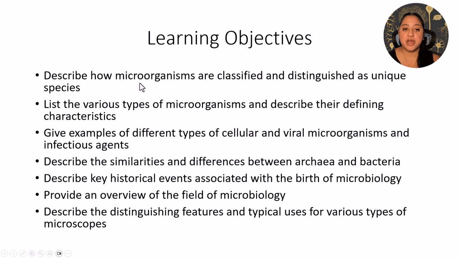Try to describe how microorganisms are classified and distinguished as unique species. List the various types of microorganisms and describe their defining characteristics. Give examples of different types of cellular and viral microorganisms and infectious agents. Describe the similarities and differences between archaea and bacteria. Describe key historical events associated with the birth of microbiology. Provide an overview of the field of microbiology, and describe the distinguishing features and typical uses for different types of microscopes. So these are all the things we're going to cover. At the end, you can come back and review, and think, okay, now I feel like I can do this, and let me practice doing that.